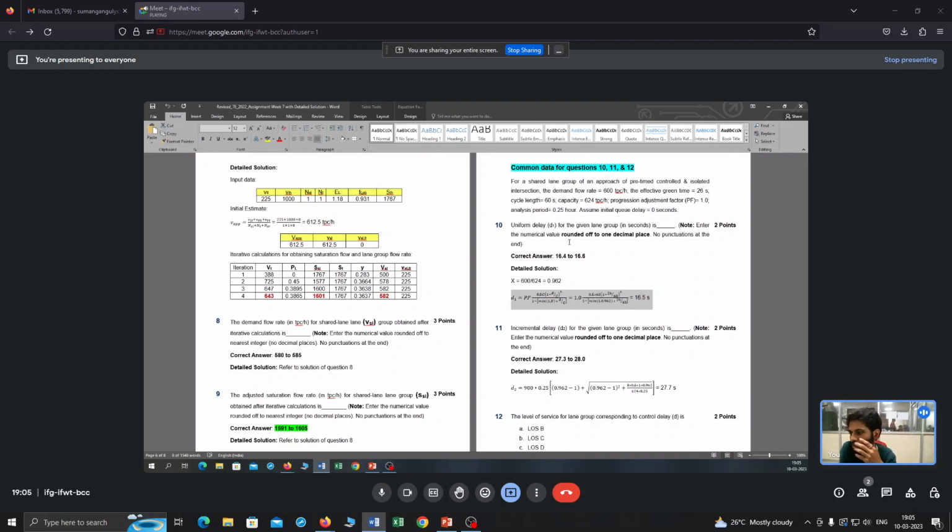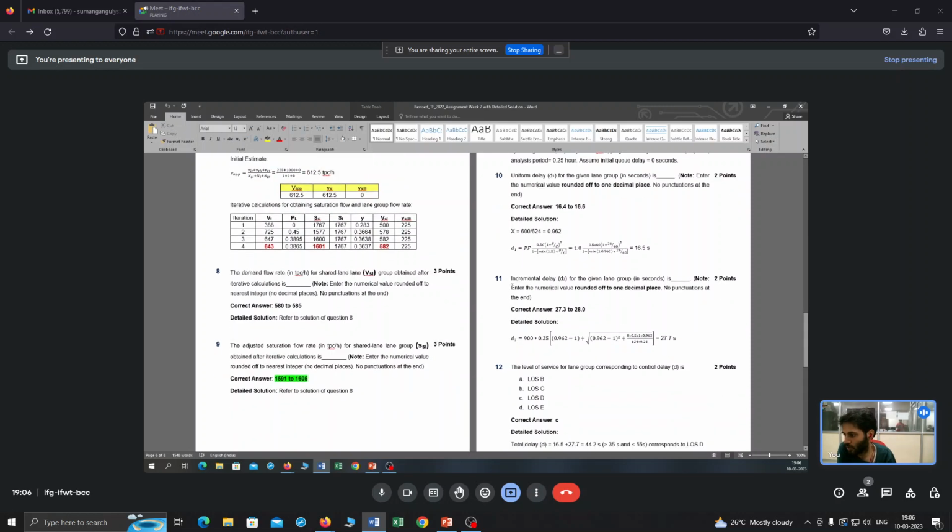So then the rest of the things are the same. If you see 0.5 C times (1 minus g/C) squared, usually we calculate the green time, right? And then divided by 1 minus, so it is a standard formula which is given, and based on that you can calculate the uniform delay.